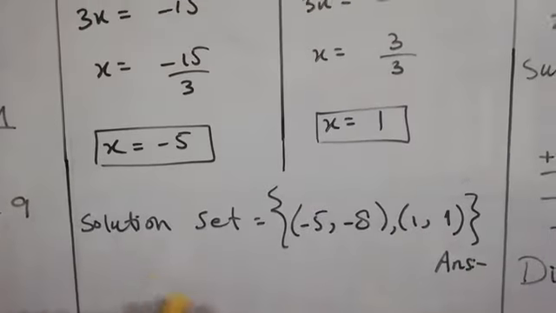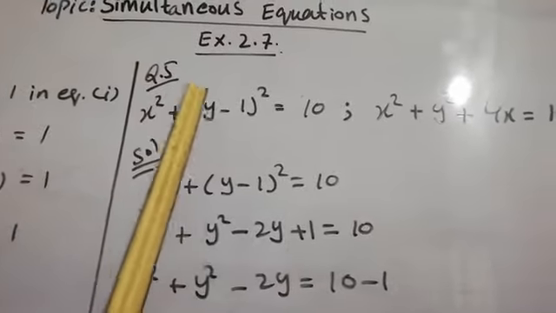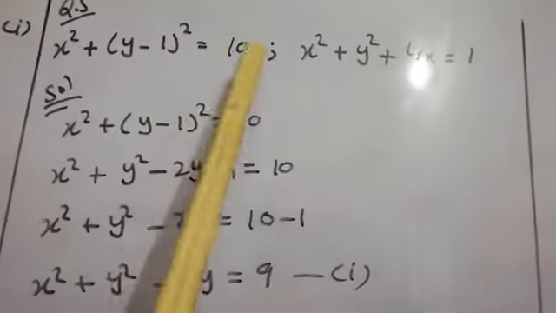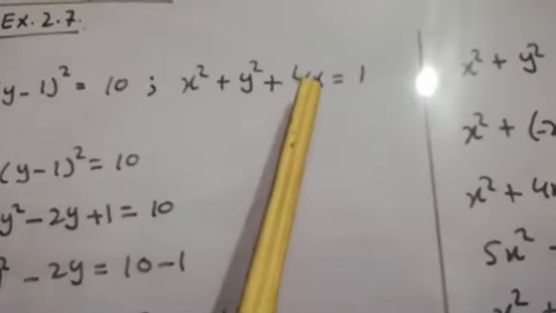So this is the solution set of the simultaneous equation. Now move to question number 5. This is x square plus (y minus 1) whole square is equals to 10. This is equation 1. x square plus y square plus 4x is equals to 1.